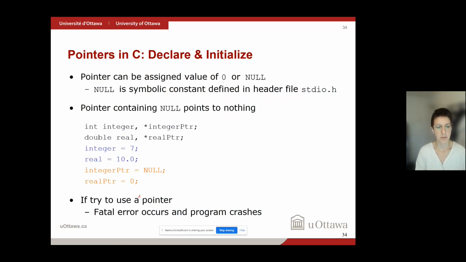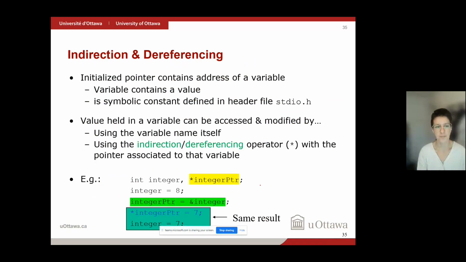So if you try to use a null pointer, so a pointer with a value of null assigned to it, the program will crash. It's a fatal error. Okay, so this is towards the end of what we were talking about last time. We were talking about dereferencing or indirection. So that's done with the star operator here, you can see.